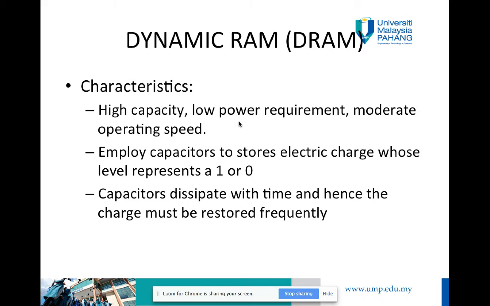This is another type or category of random access memory, dynamic RAM. The characteristics of the dynamic RAM: it has a high capacity, low power requirements, and moderate operating speed. It employs capacitors to store electric charge, whose level represents 1 or 0. Capacitors dissipate with time and hence the charge must be restored frequently.